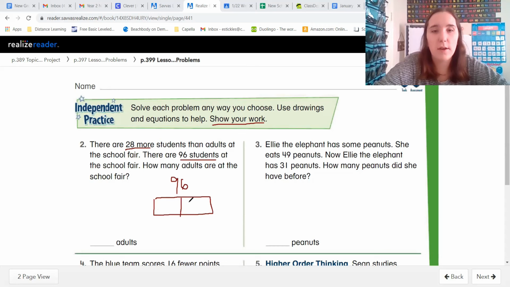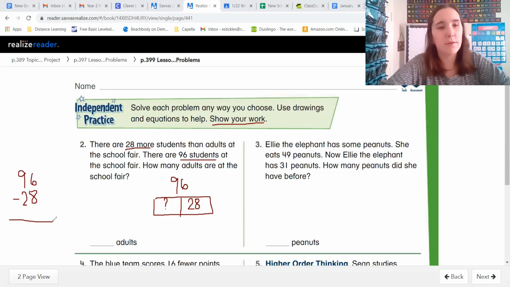I know that there are 28 more students than adults. In total, there are 96 students. So I need to find out how many adults there are. Now, whenever I have the total number in a bar diagram, that tells me I need to do subtraction because I need to take the total, subtract the part that I know to find the part that I don't know. So I'm going to set up a subtraction problem over here. 96 minus 28.